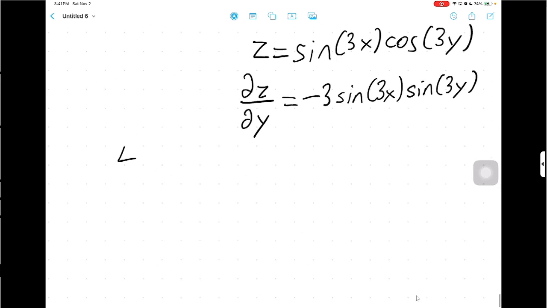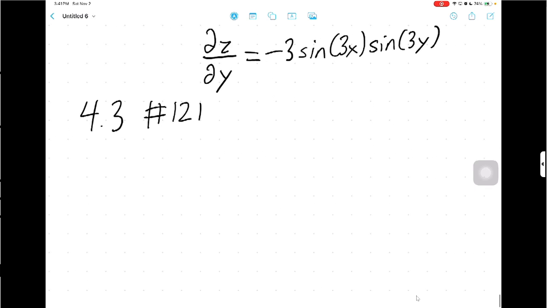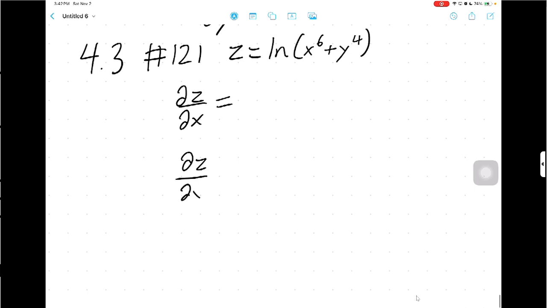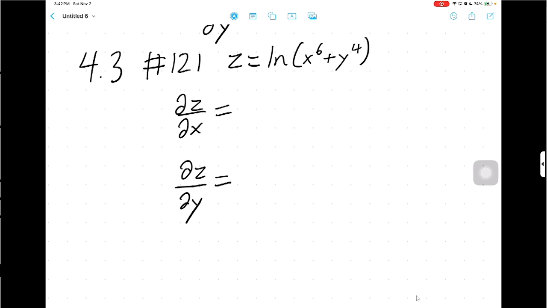121. This one has z is equal to ln of x to the 6th plus y to the 4th, and asks us to compute partial z with respect to x and partial z with respect to y. So we're going to have to use the chain rule here. So we're going to have 1 over the bottom times the derivative of the inside with respect to x. And a very similar thing with respect to y.